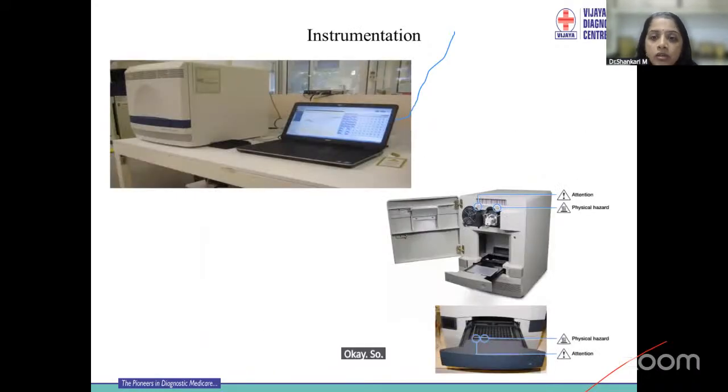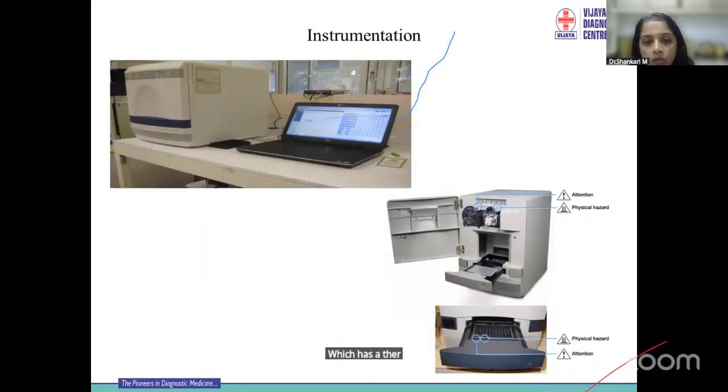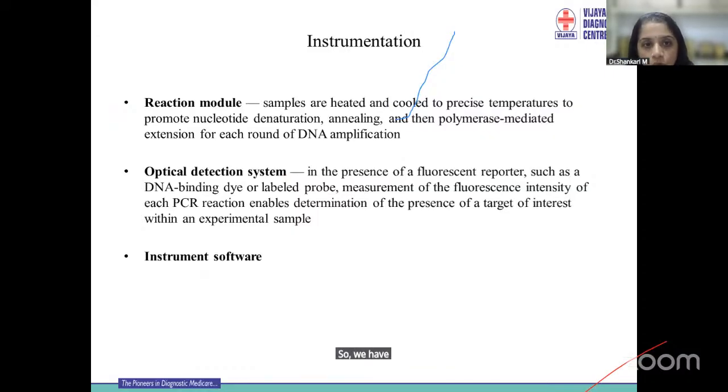So, coming to the instrumentation part of PCR, the parts of PCR are, basically, a thermal cycler which has a thermal block. Tubes holding reaction mixtures are there. Then comes the heated lid, which prevents the condensation of water from the reaction mixtures. So we have the reaction module, optical detection system, and the instrument software.